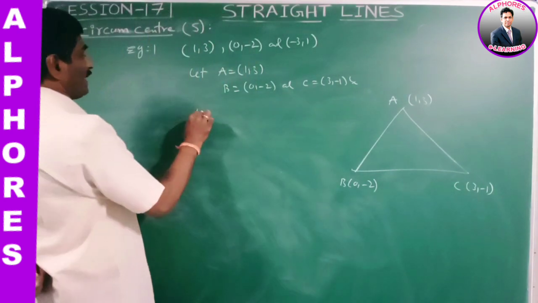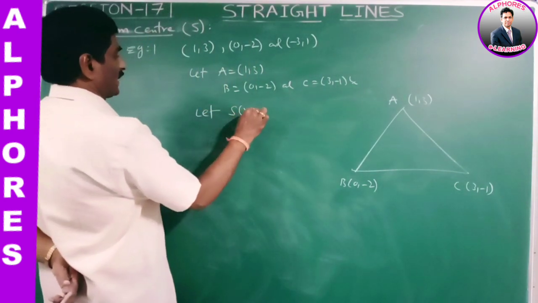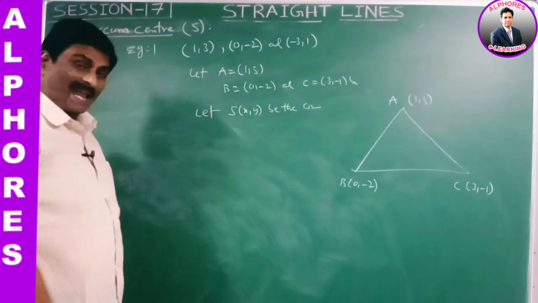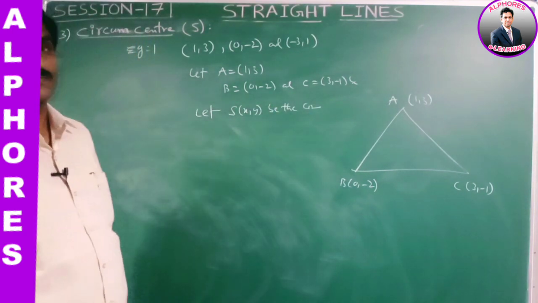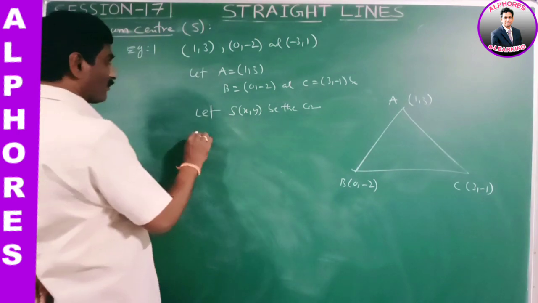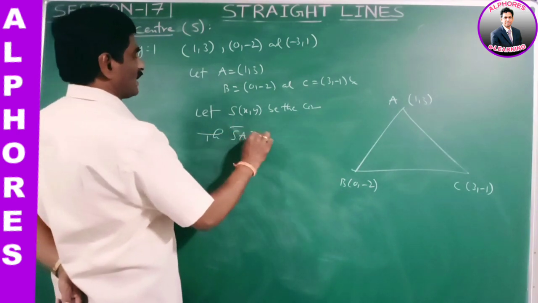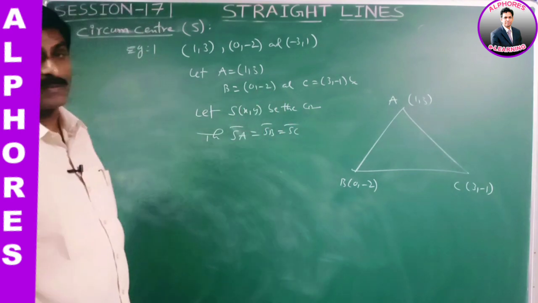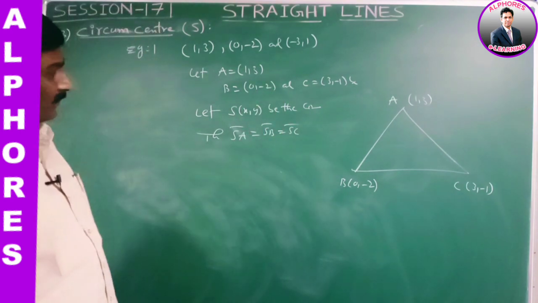Let S(x, y) be the circumcenter. In triangle ABC, the circumcenter is equidistant from the vertices. Then what is the condition? SA = SB = SC. Any doubt in this? The circumcenter is equidistant from the vertices.